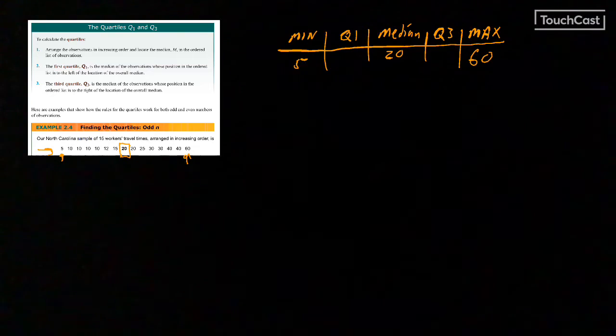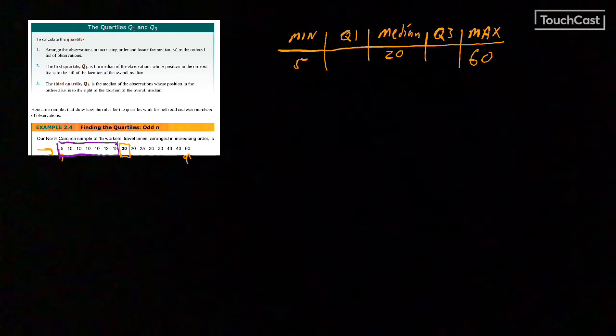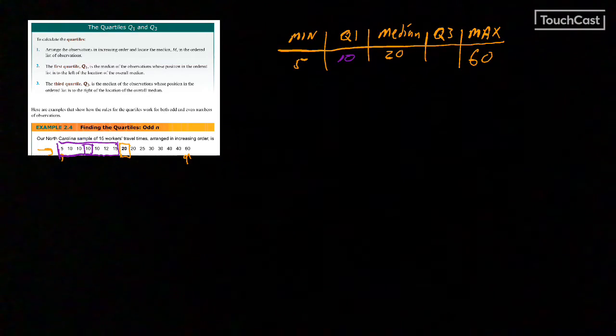So Q1 is, I'm just going to change the color of my pen here. Q1 is going to be the median of this data set. So we almost treat it as a totally separate data set. In this case, we have 1, 2, 3, 4, 5, 6, 7 observations, which means that this guy in the middle here, 10, would be our Q1, because that is the median of this subset of the data set. So we'll put a 10 right there.